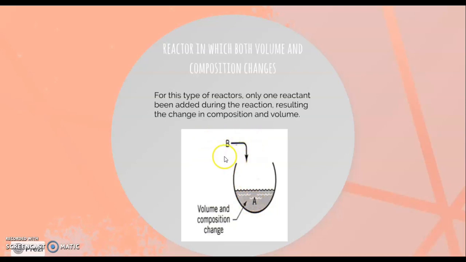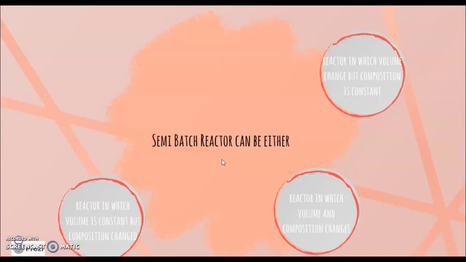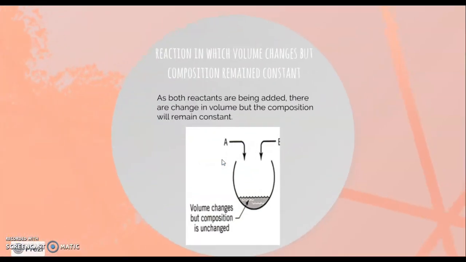By adding reactant B, of course the amount of reactant mixture in the tank will increase, so the volume will change. And as we just add reactant B into the tank while reactant A remains the same, the composition will also change. Okay, next, the second situation is a reaction in which volume changes but composition remains constant. As we can see in the example here, we already add the same amount and composition of both reactants into the tank.